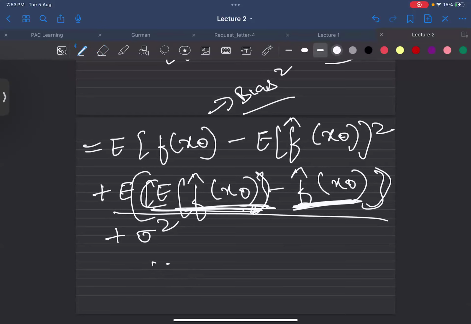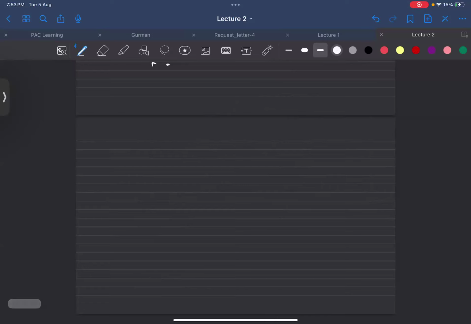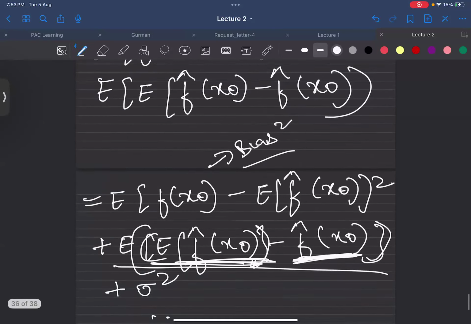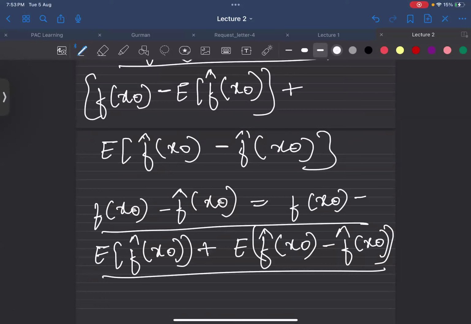What about others? Yes, ma'am, it's fine. So I hope this bias variance is fine now. Ma'am, variance should be square, right? That's what I was saying. It's square only. Something is wrong, somewhere I have missed something.